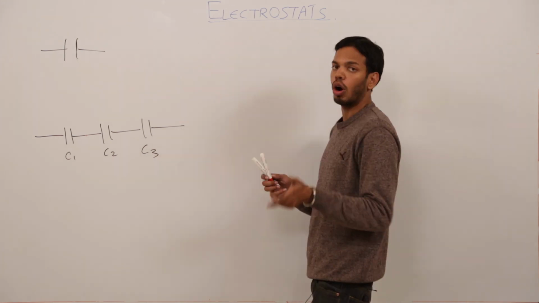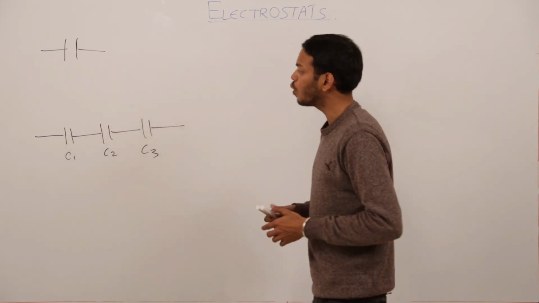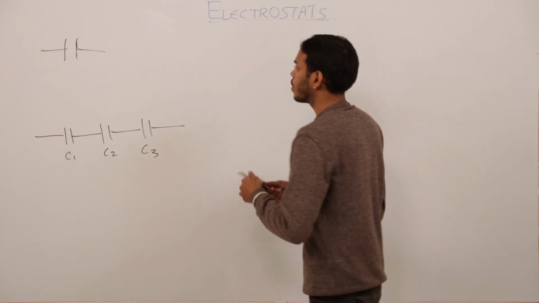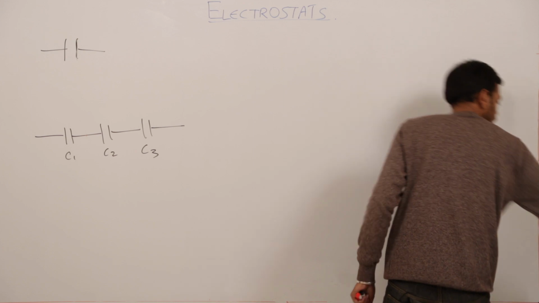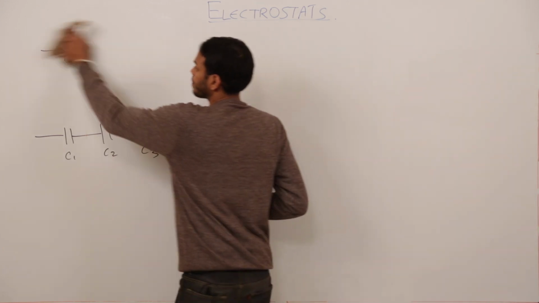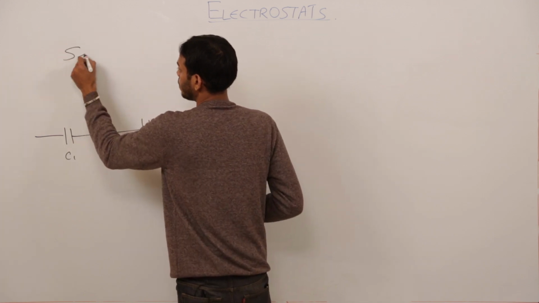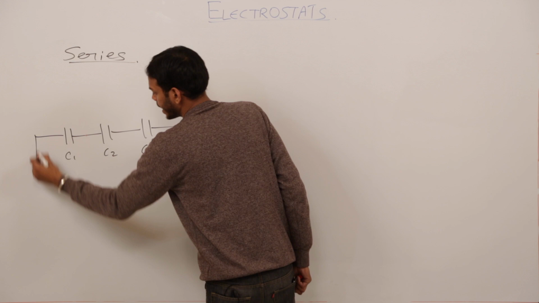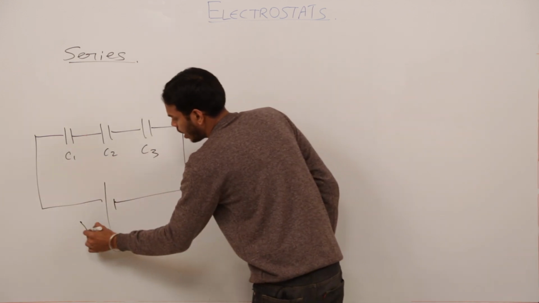But once you get complex diagrams, I'll explain the same thing again: how to figure out which capacitors are in series and which are in parallel, and where to start your circuit from. For now, capacitors in series. These three capacitors are connected in series and I have given them a voltage V.